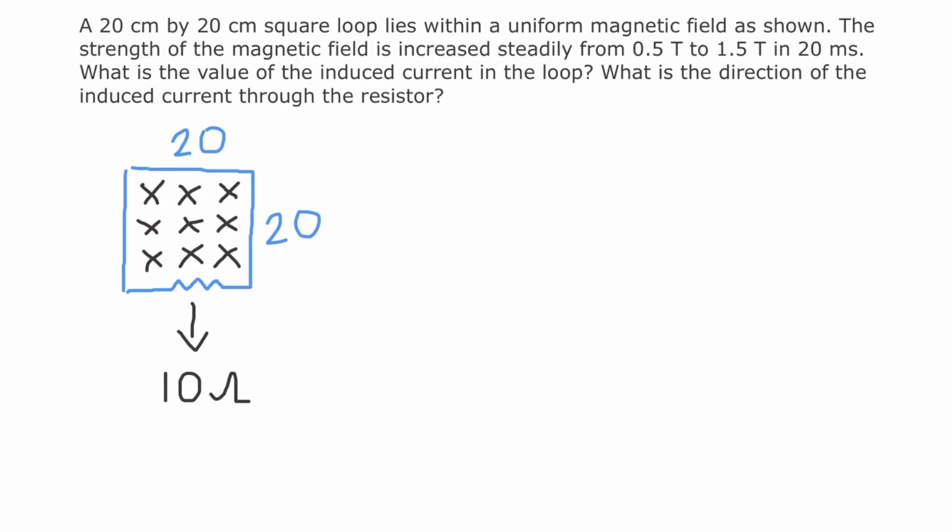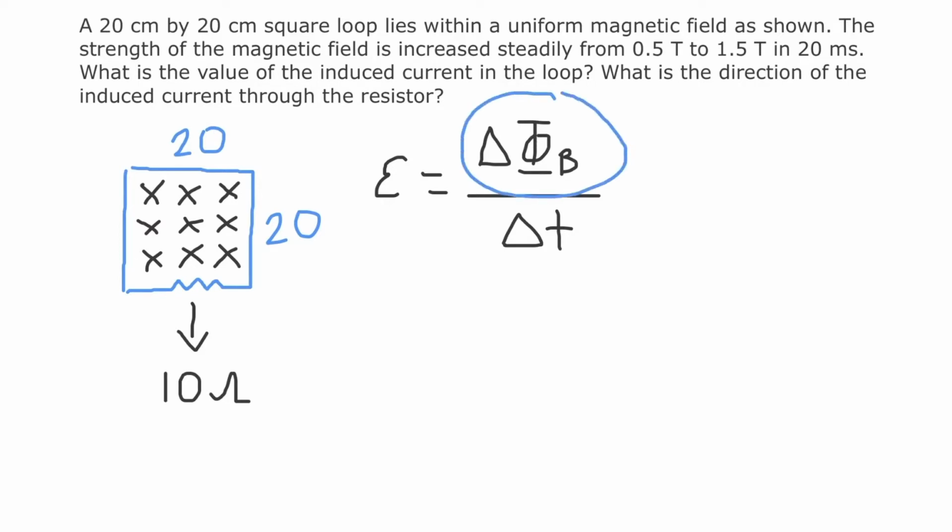So to find the induced EMF, we first have to know Faraday's law, which states that the induced EMF is equal to the change in magnetic flux, or this phi B symbol, divided by the change in time. So now we can think about what these different terms mean here.